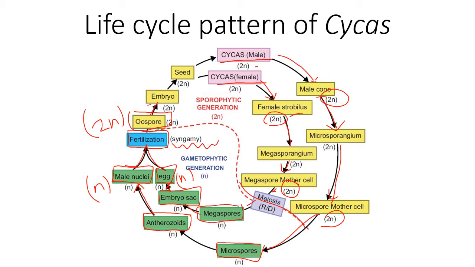This further grows by repeated free nuclear divisions, and it develops into an embryo. So this embryo is actually present within these seeds, and this seed can grow either into a male plant or into a female plant. We never know unless and until the plant has developed its cones. We cannot predict before development of cones whether this plant is a male plant or a female plant.